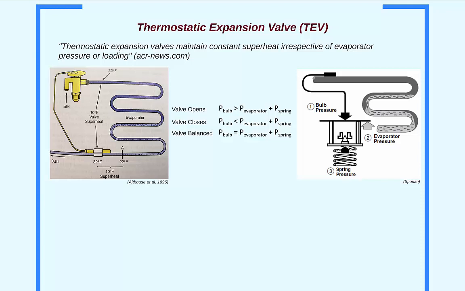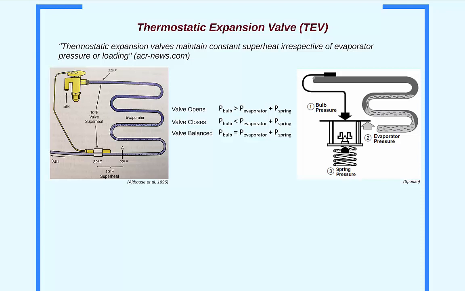If P bulb is equal to P evaporator plus P spring, the forces are balanced and the valve will remain in its current position. This is an example of proportional control. As the pressure difference between the opening and closing forces increases, the valve displacement changes proportionally.